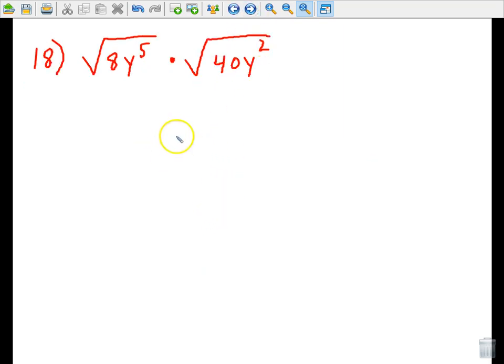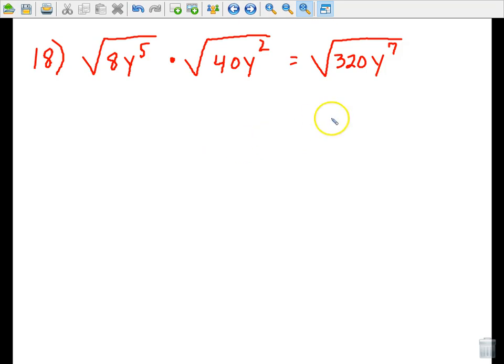In this set of problems, you have to multiply first. This is number 18, of course. So first of all, can we multiply them? Well, they have the same root or index. They're both square roots, so that checks. And they're both real numbers, so that checks. And so when I multiply these together, I multiply what's underneath the radical. 8 times 40 is 320. And then y to the 5th times y to the 2nd is y to the 7th. When you have like bases and you're multiplying, you add the exponents together.